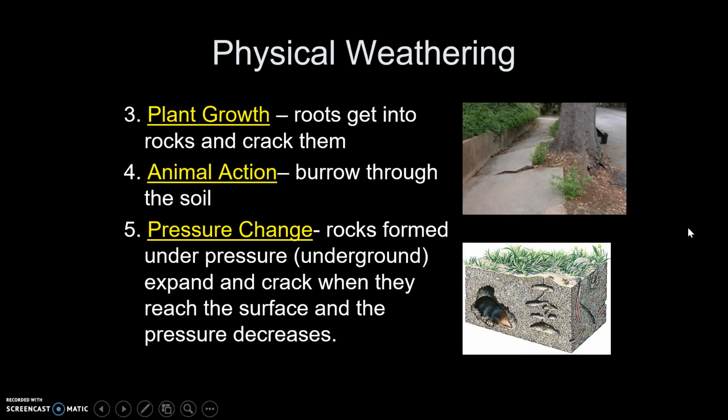The third, fourth, and fifth types of physical weathering are plant growth, animal action, and of course pressure change. Plant growth. You may have noticed this in your own driveway. Anytime you have a plant that has roots that get up underneath something such as asphalt or concrete, they buckle. When they buckle, basically it moves the concrete out of the way. The plant is very strong. And remember, it's getting its nutrients through the water and the oxygen in the atmosphere.